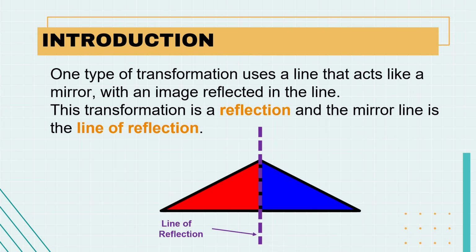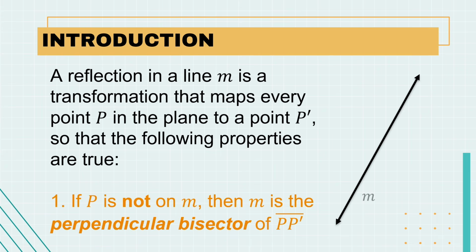A reflection in a line is a transformation that maps every point in the plane to another point. Let us look at the first property. If a point is not on the line of reflection, then the line of reflection becomes the perpendicular bisector of the segment connecting the point and its image.